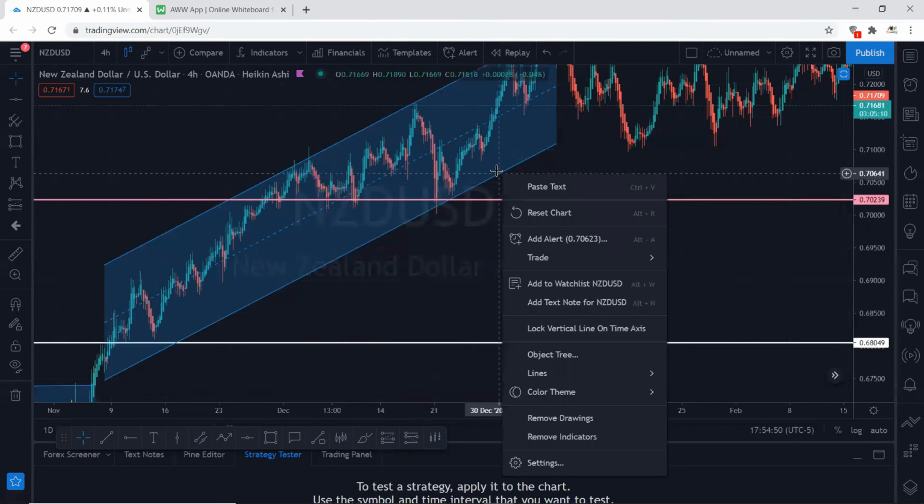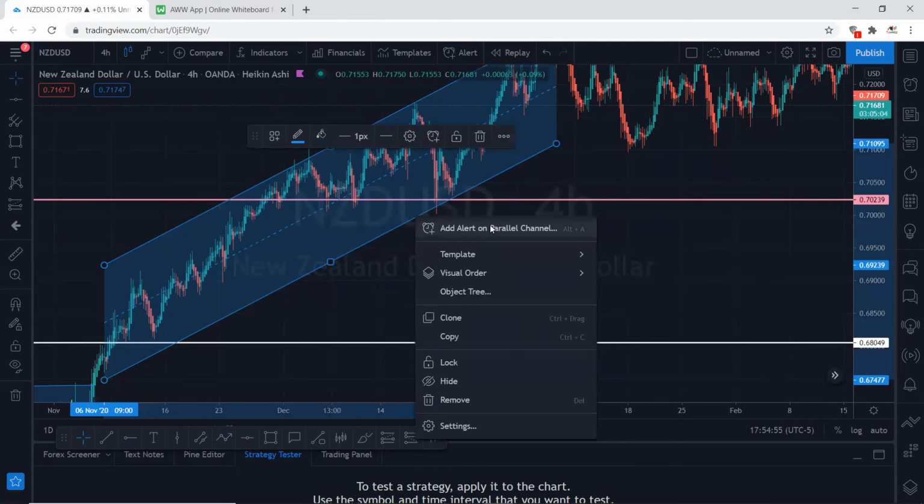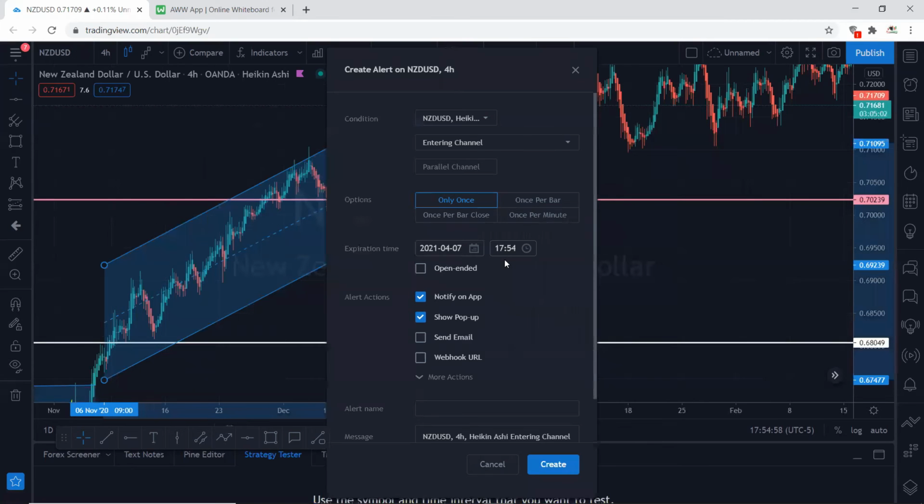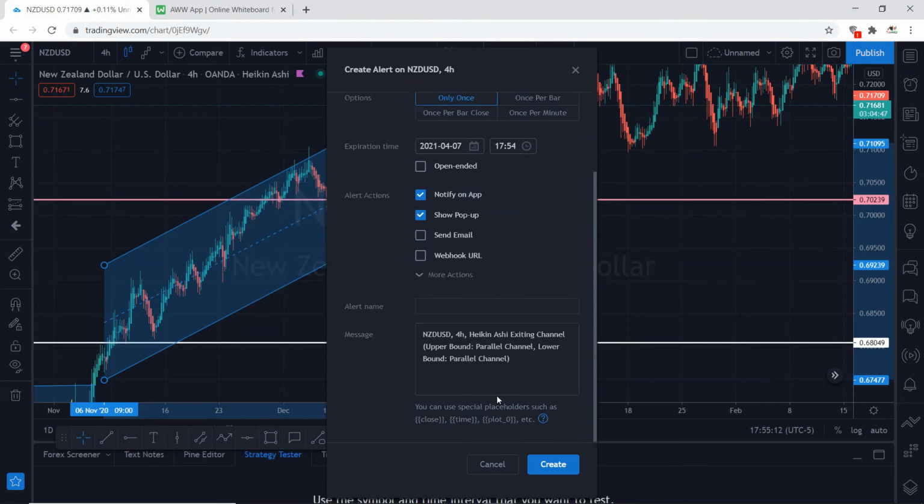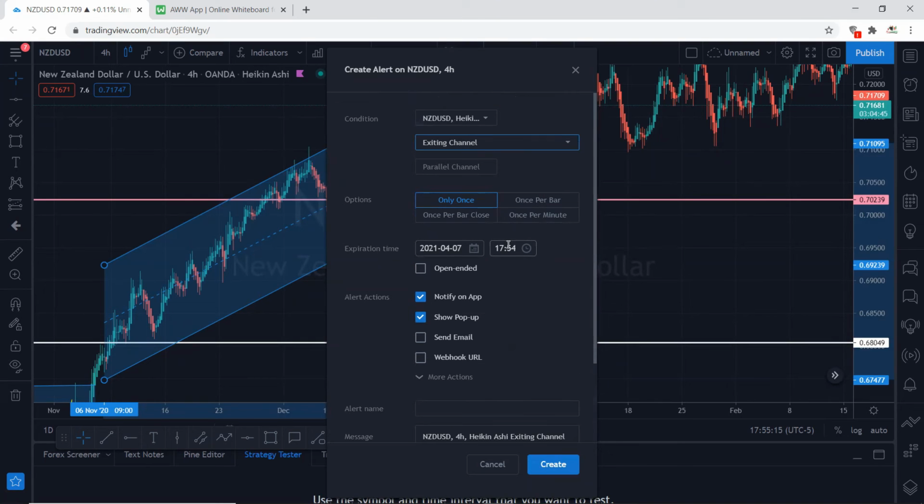So let me show you how to set an alarm. You right-click on the channel and select Add Alert on Parallel Channel, right? If price is inside the channel, you want to set it to know when it's exiting the channel. If price is outside of the channel and you're looking for it to go back in, you can look at entering the channel. But mostly, if I'm looking for something to come to the bottom of the channel, I will set it for exiting the channel.